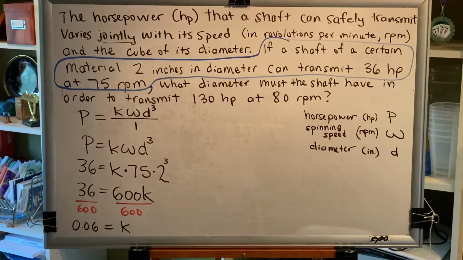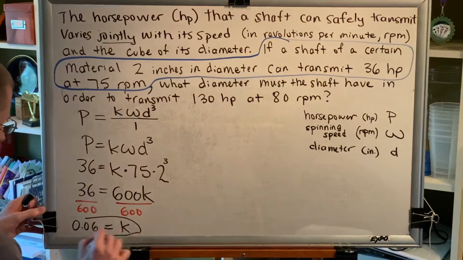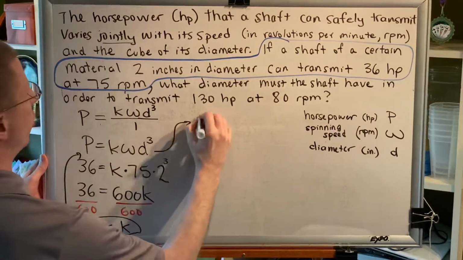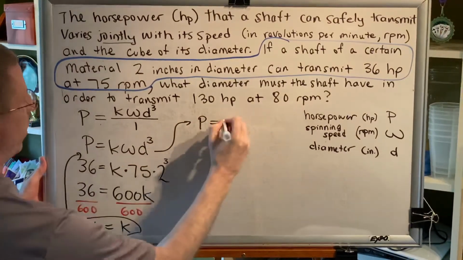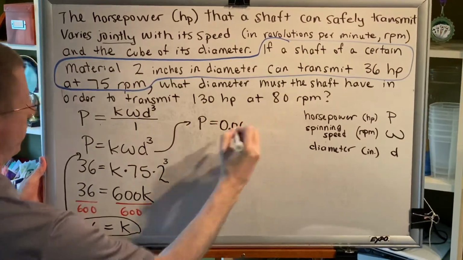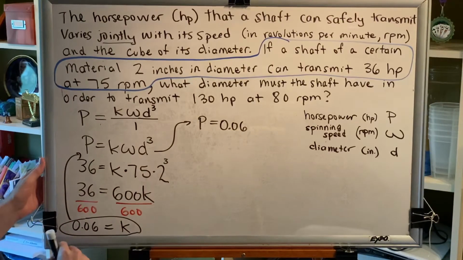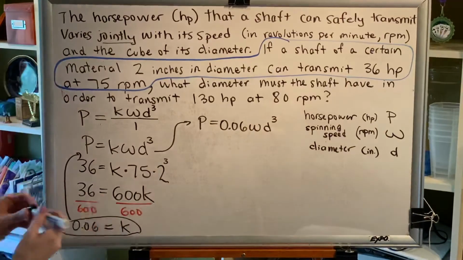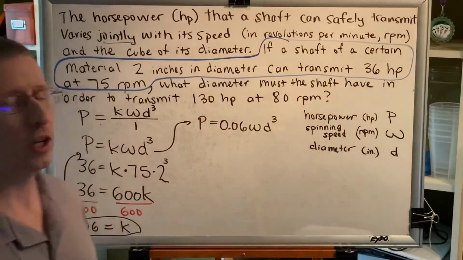Now, one of the things that I want to point out to you right now is that this says a certain material. So the K value for the material for this problem happens to be 0.06. If we changed the material, then the K value would be different. So putting this in here gives us our equation that we can use to predict the future. P is equal to K, which we know to be 0.06 for this certain material, omega d cubed.